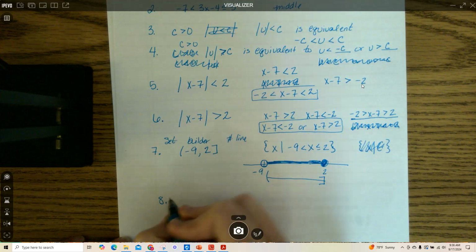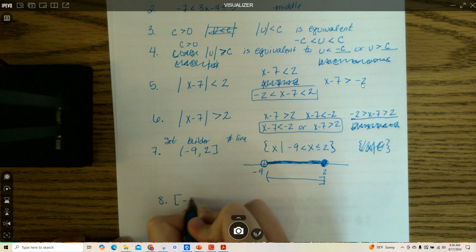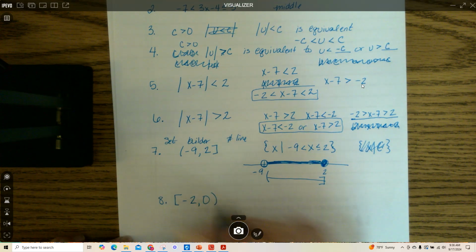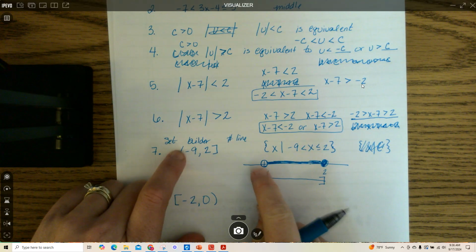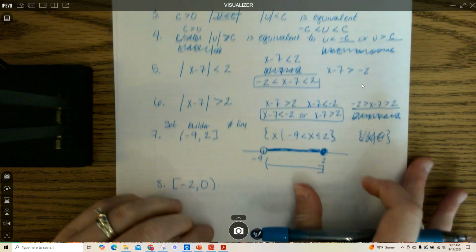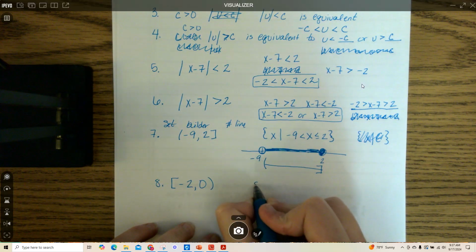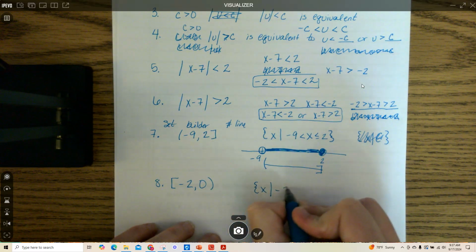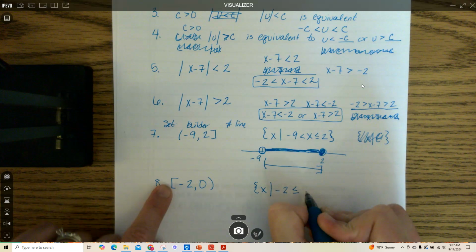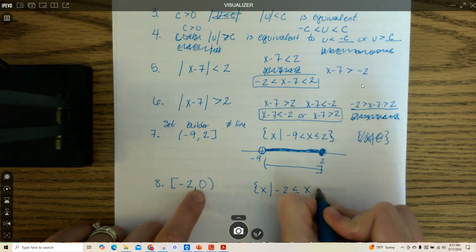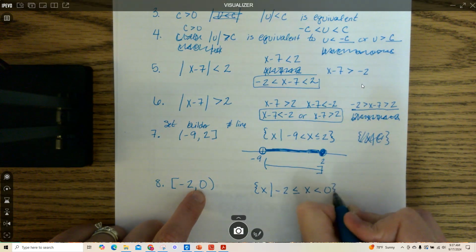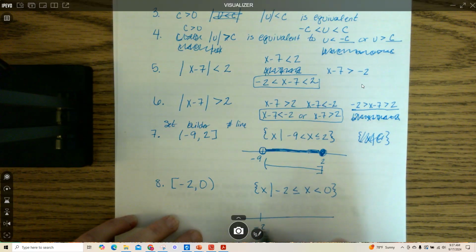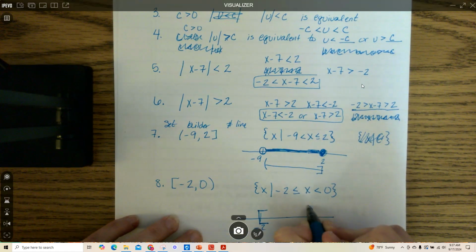All right, what's number 8? Bracket, negative 2, and 0. Okay, never mind, I see it. So set builder is x is a member of the set where negative 2 is less than or equal to x, because it's a bracket, and x is less than 0. And then on the number line, negative 2 and 0: it would be a bracket at negative 2 and a parenthesis at 0.